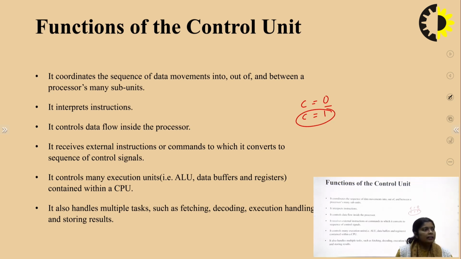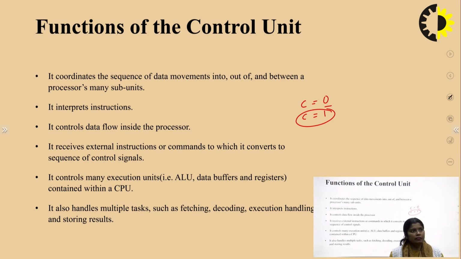The control unit also controls many execution units like the ALU, data registers, and different types of registers such as MAR and MBR, and also handles multiple tasks like multitasking. Fetching the instructions, decoding the instructions, reading and executing the instructions, all of this is done by the control unit.